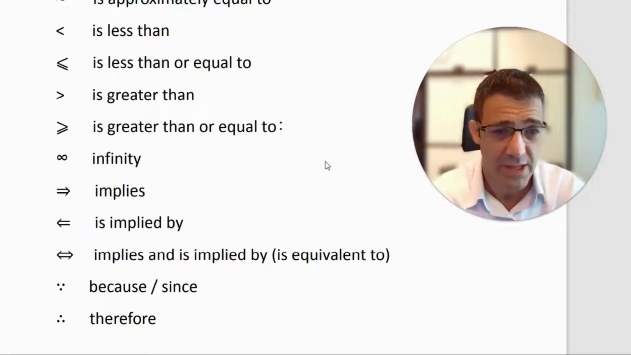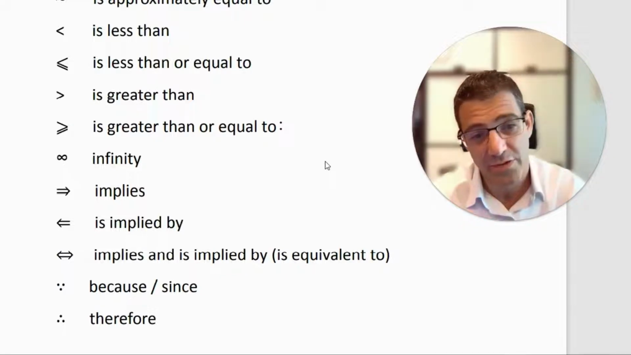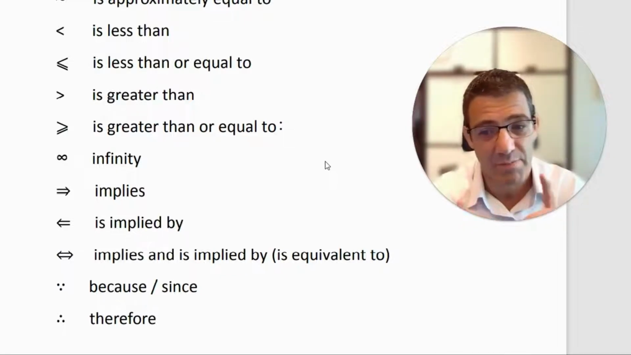I'll give you an example. Pythagoras' theorem means that a triangle is right angled. If you can prove that Pythagoras' theorem works, then the triangle is right angled. If you have a right angled triangle, then Pythagoras' theorem will work. So that's implies and is implied by. That's a two-way statement.